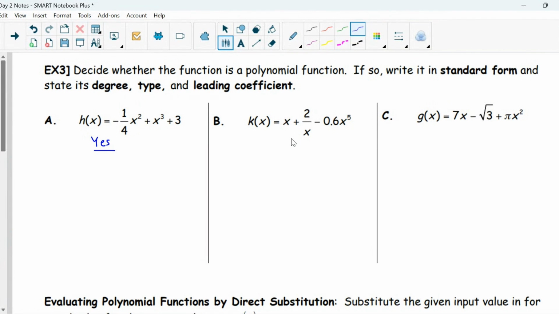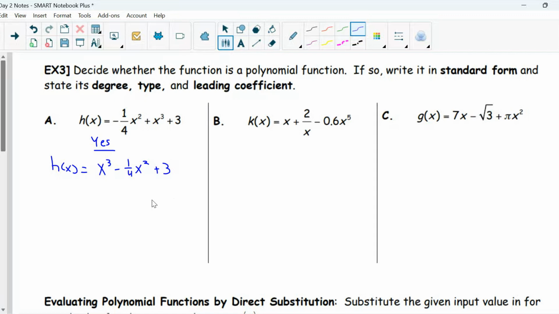So the next thing I need to do is write this in standard form. So I need to write this from highest degree to lowest degree. So I'm going to start with h of x equals, my highest degree here would be my third power. So I'm going to write this as x cubed. My second highest degree would be my x squared, so minus 1/4 x squared. And then my lowest degree is just my constant, plus 3.